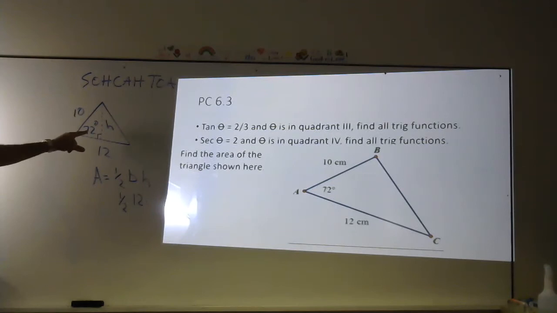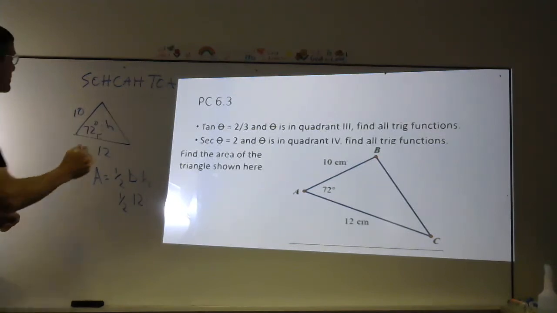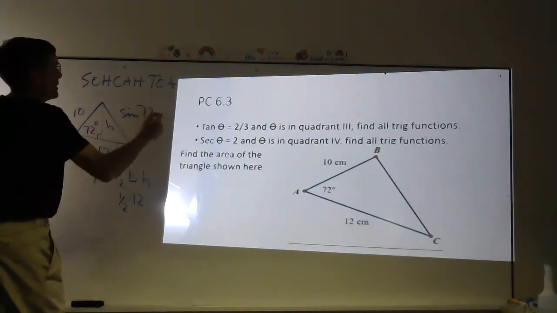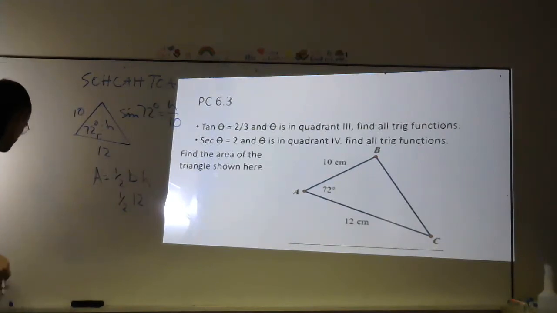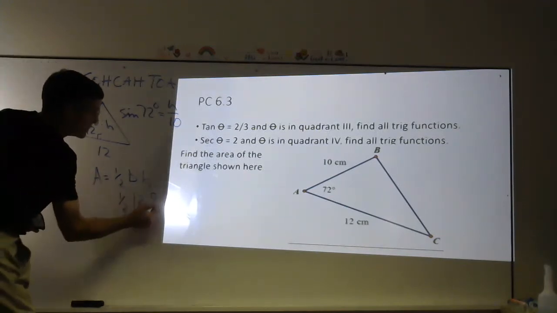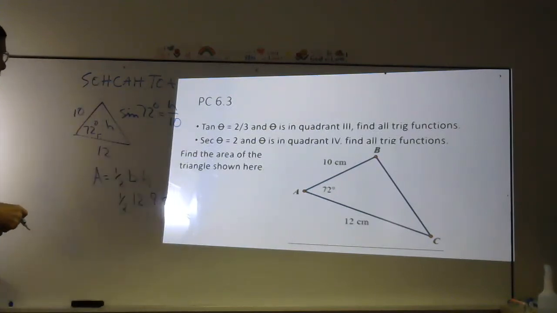And isn't the height the opposite side? There's a right triangle, the 72-degree angle, and a 10 on the hypotenuse. You can do sine. Sine of 72 degrees is opposite over hypotenuse of 10. When I multiply, I'm going to get the answer immediately. So I'll take the sine of 72 times 10, and I get the height is 9.51. There it is. 1/2 of 12 is 6. 6 times 9.51, and you have your answer.